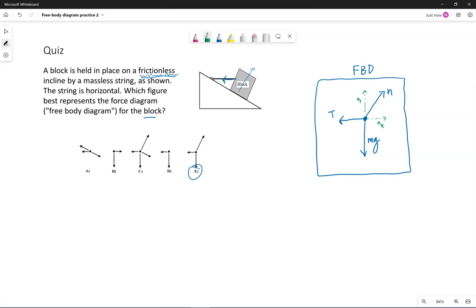If the block is not going to go anywhere, it has no acceleration, that would lead us to say that the normal force to the right has to balance out the tension force to the left. Those are the only forces in the x direction. If there's not an acceleration in the x direction, then the forces must balance out in the x direction. Similarly, there's no acceleration in the y direction, which means these forces need to balance out in the y direction.